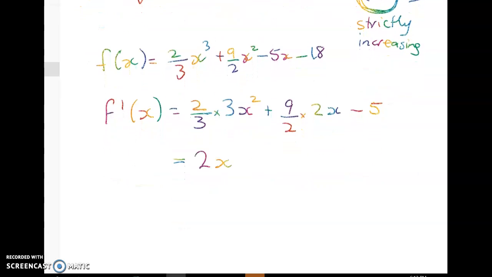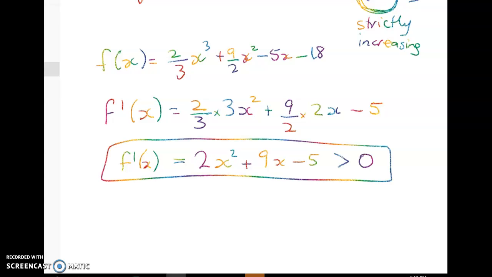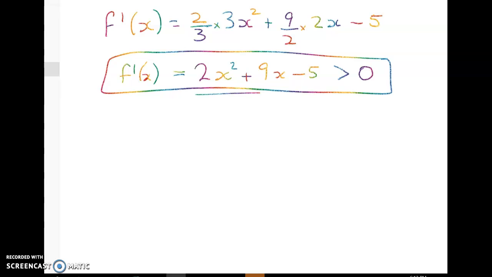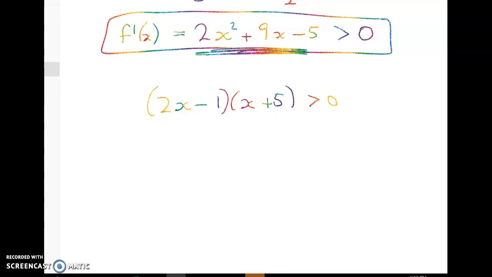So it's 2x squared plus 9x minus 5. And now we have to solve this greater than 0. So we call that a quadratic inequality. We're lucky though, because this function here is pretty easy to factorize. It factorizes to 2x minus 1 times x plus 5, strictly greater than 0. Okay, so in here we can get two critical values that will make this equal to 0, and they are x is equal to 1/2 or x is equal to -5.